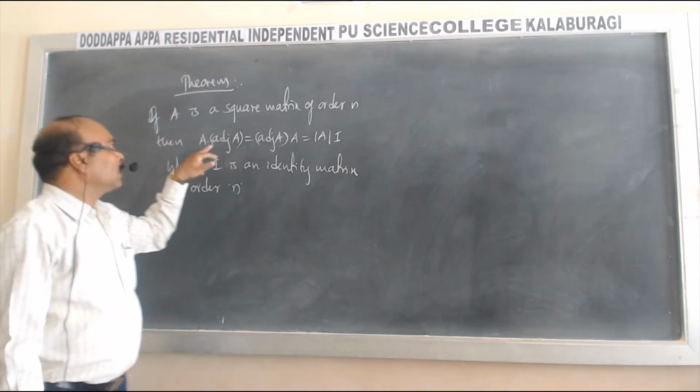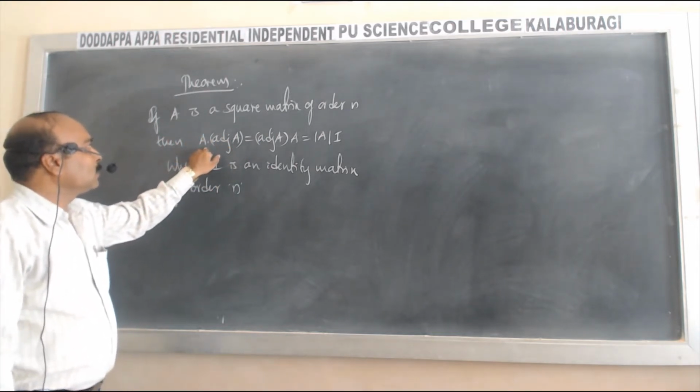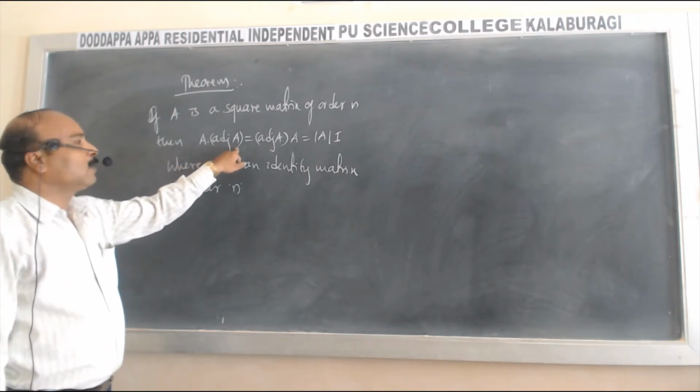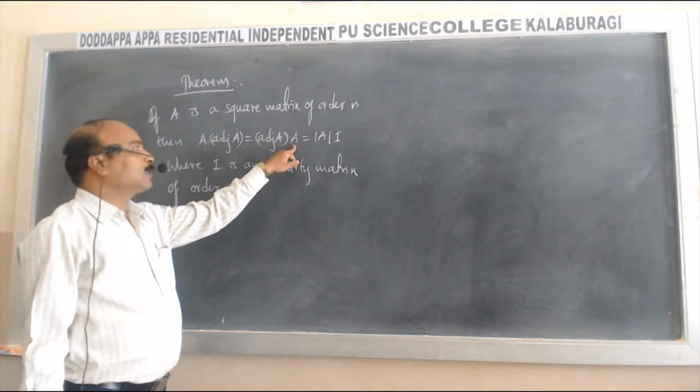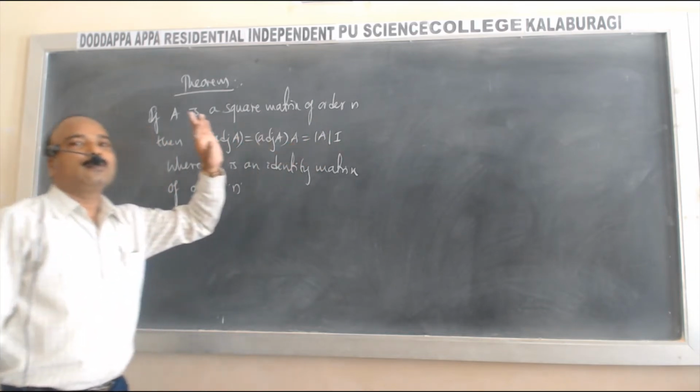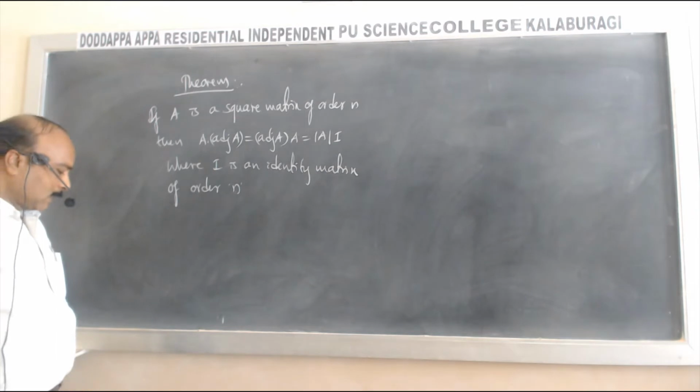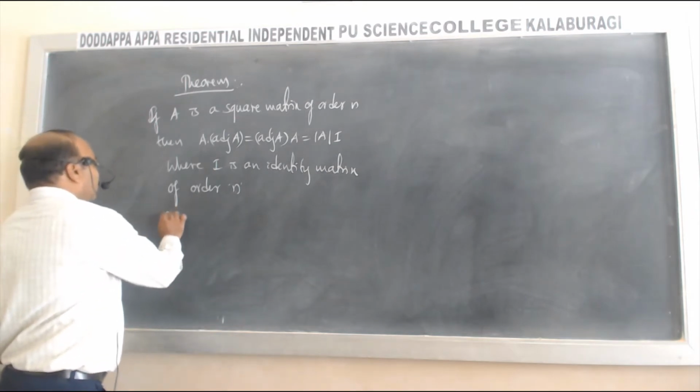Now at that time it satisfies the condition: the product of A and adjoint of A, or adjoint of A and A, is always equal to determinant of A into I. It is the theorem. Now we go for proof of this theorem.